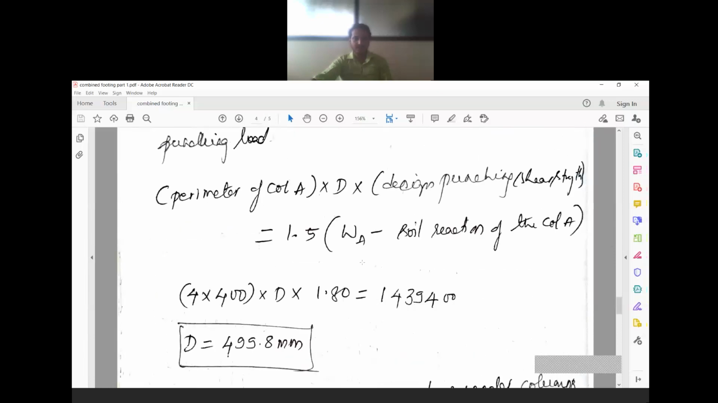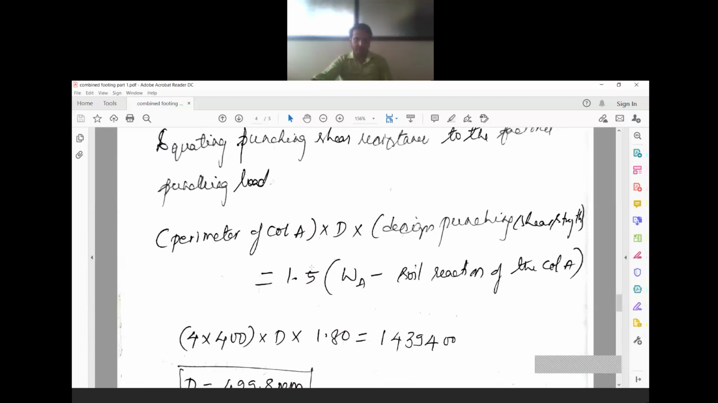How to equate this? We have a formula. You have to learn this formula by heart. There is no other choice. Okay, perimeter of column A.